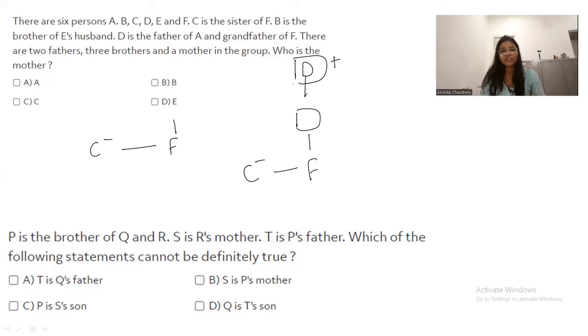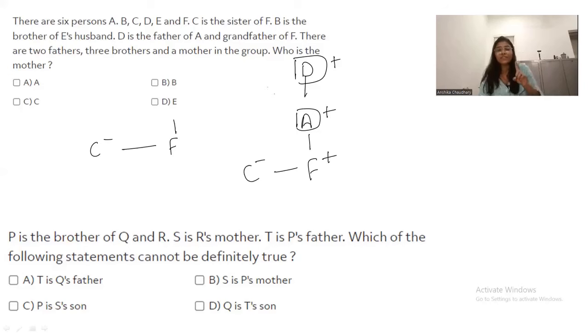D is the father of A and grandfather of F. So A must be male, because D is the grandfather of F. Now F must be male. Now there are two fathers, three brothers and a mother in the group. We have missed one line here. B is the brother of E's husband. So E's husband, that means E must be female.